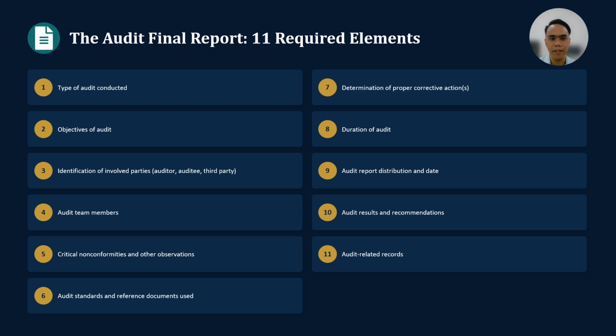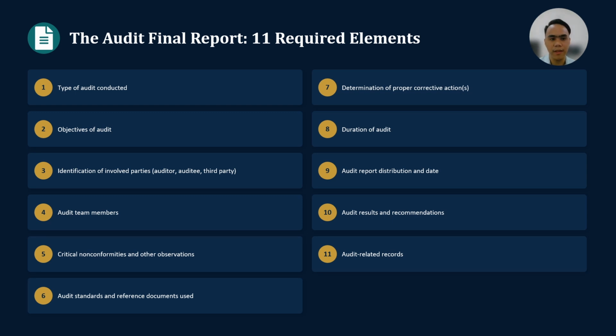So proper planning and execution of the audit directly facilitates the preparation of this report and provides the data needed to support its conclusion. The lead auditor is responsible for the accuracy of the report and the validity of its conclusion. The report should be submitted to the client, who in turn is responsible for providing a copy to the auditee. The audit final report should include at a minimum 11 specific elements, as shown on the screen.